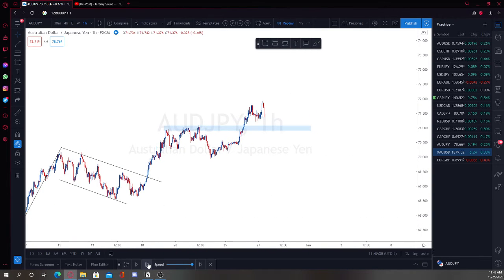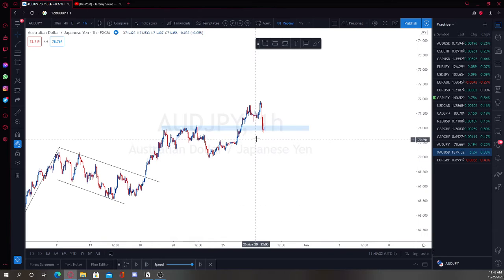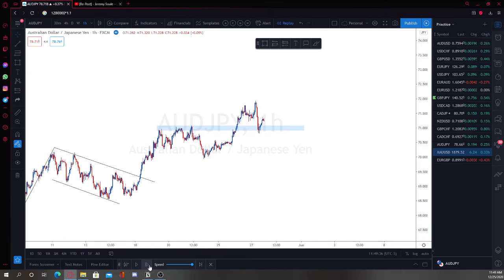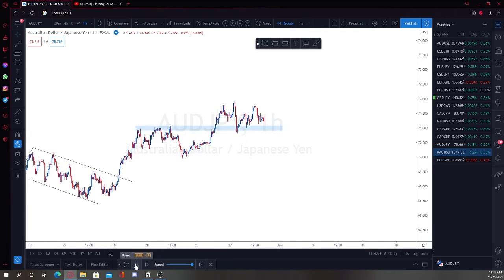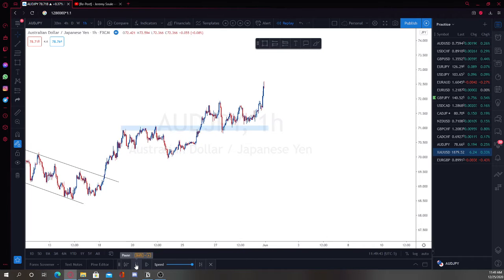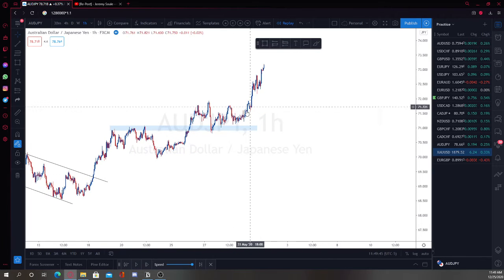And if it doesn't get there, we don't enter. If it does get there, we look for an entry. If we get our entry pattern, we go ahead and enter, and we look to see if it continues in that direction or not. All right. And it does, giving us a new impulse.